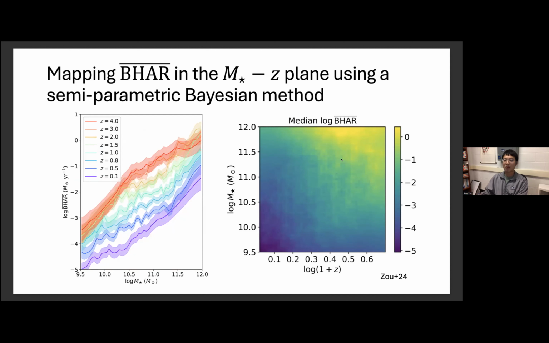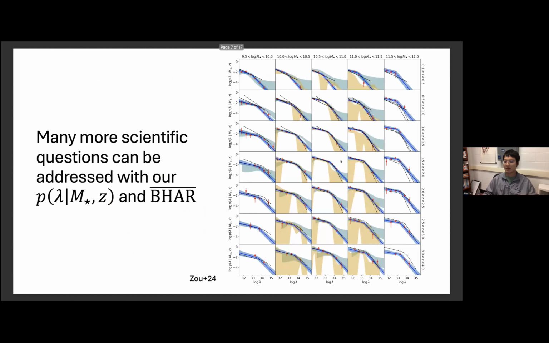Okay, and besides the population mean, the BHAR, we have also obtained, as I mentioned earlier, the accretion distribution P lambda. And here I'm showing the accretion distribution at different stellar mass and redshift. These two slides are our main results, and they are quite fundamental, and many more scientific questions can be addressed with these results. And I'm going to show you some quick examples to illustrate that.